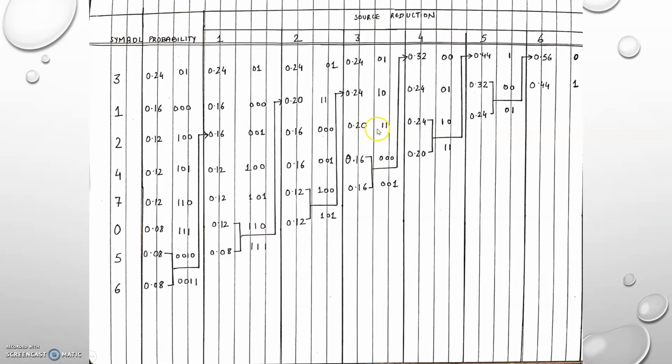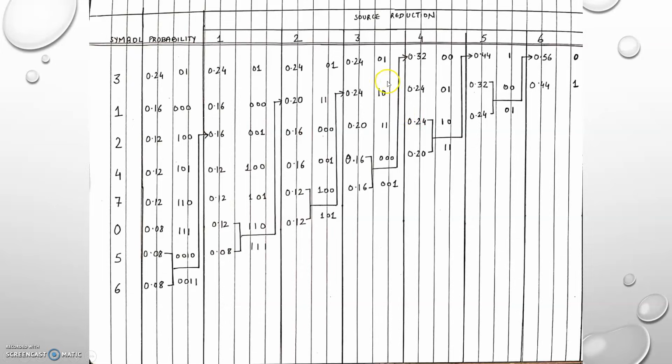Now we'll assign the codes to these as well. So if you see over here, the last three things are these three, right? 0.24 is 01, which comes from here. The next 0.24 is 10, which comes from here. And next is 0.20, which is 11, which comes from here. This is how you have to see. You have to take a very careful look, as there are two 0.24s present. You have to carefully see whether this 0.24 is this 0.24 or that 0.24.